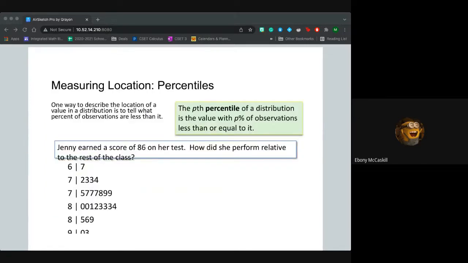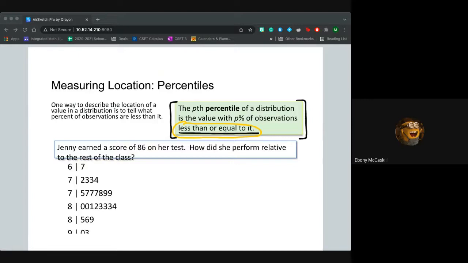So our first portion here, the most important part is you want to write down this vocabulary. This vocabulary you'll need when you start your vocabulary models next week. So a percentile is the percentage of observations that are less than or equal to it. So in your notes, I really want you to highlight this part here. It has to be less than or equal to.